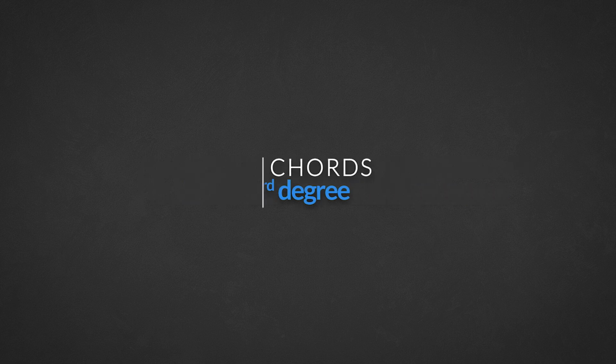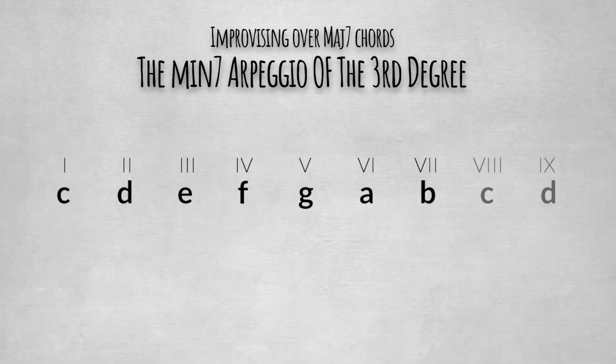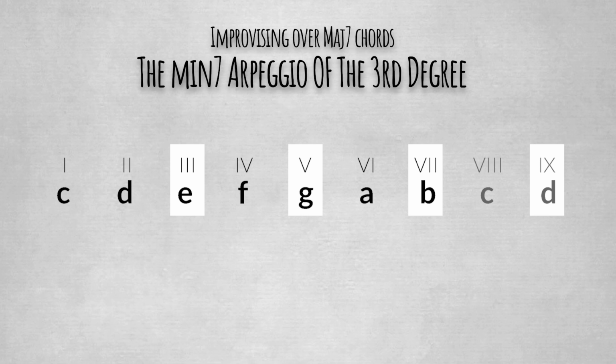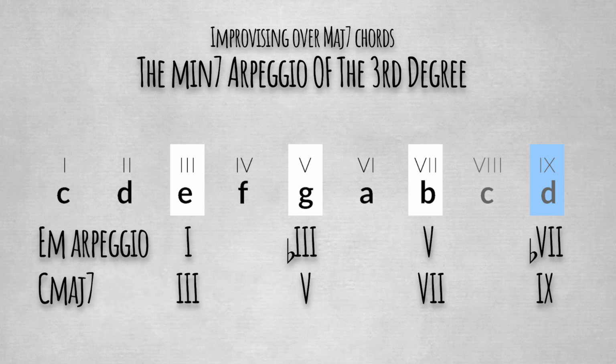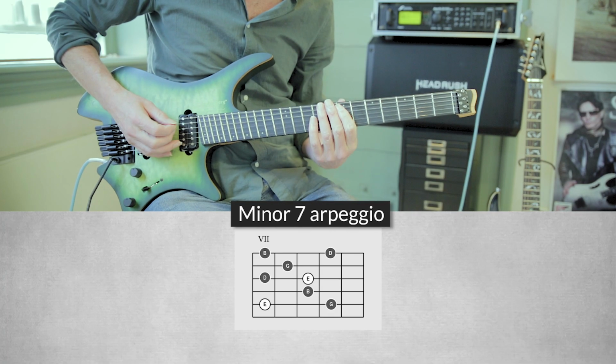Now, the minor 7th arpeggio of the 3rd degree, the E minor 7th arpeggio in C major, contains a juicy color tone in the form of a 9th, and in this case the note D, which is the minor 7th in the E minor 7th arpeggio. The arpeggio looks like this: the root E, the minor 3rd G, the perfect 5th B, and the minor 7th D. Over the C major chord, the E becomes the 3rd, the G becomes the 5th, the B becomes the major 7th, and the D becomes that beautiful 9th.